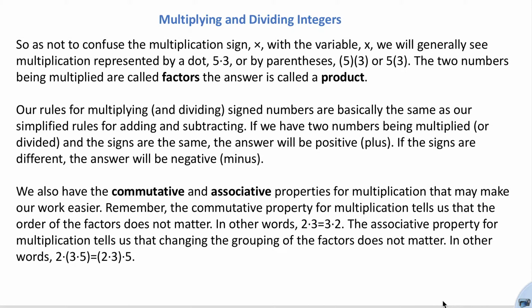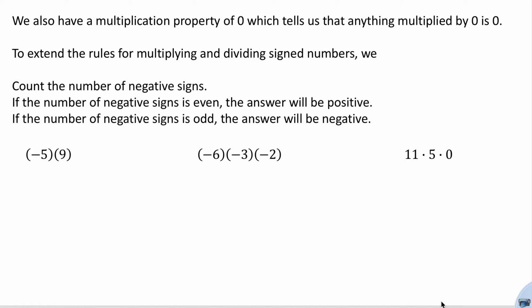Commutative and associative properties. Okay, now with multiplication, we also have a multiplication property of 0, which tells us anytime you multiply anything by 0, it's 0. 0 times anything, anything times 0 equals 0. Okay, so let's try these problems.